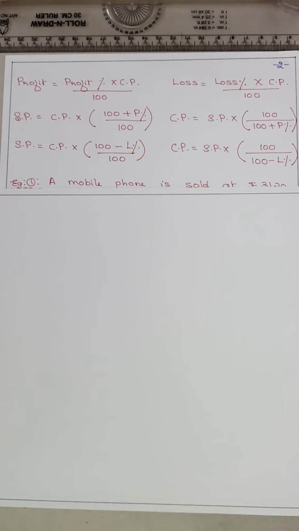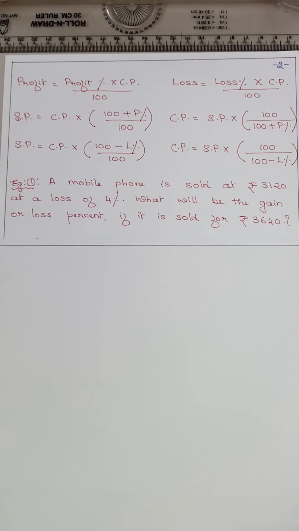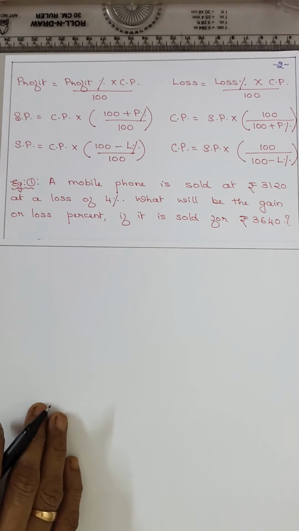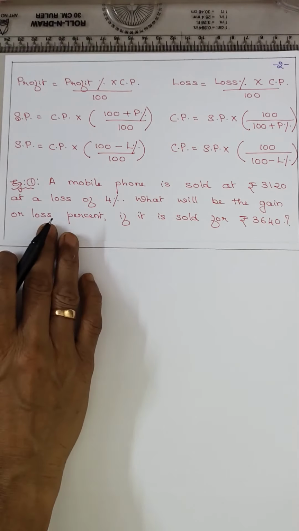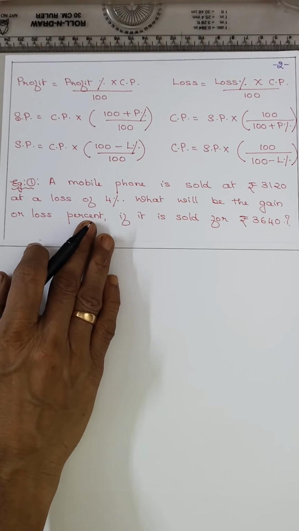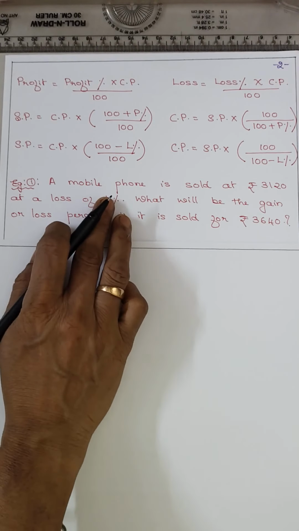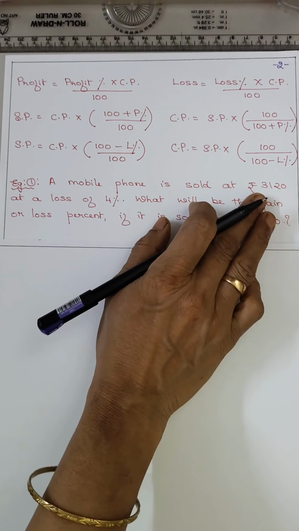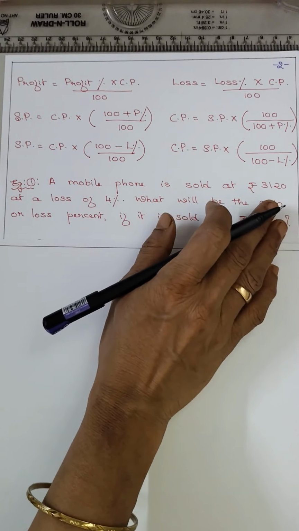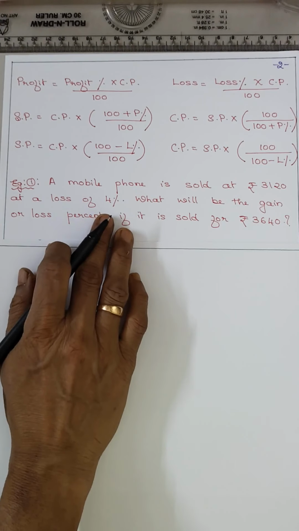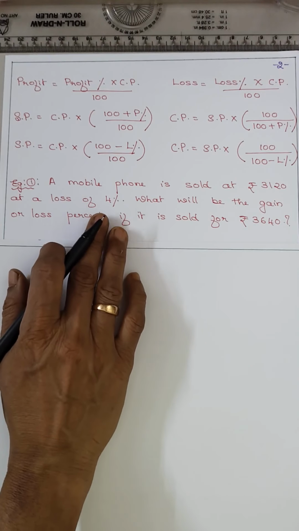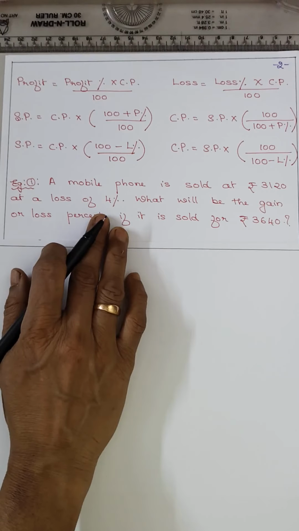Now coming to the example 1. A mobile phone is sold at rupees 3,120 at a loss of 4%. मतलब एक मोबाइल फोन को 3,120 रुपीस में जब सेल करते हैं तो उसको 4% लॉस हो गया.